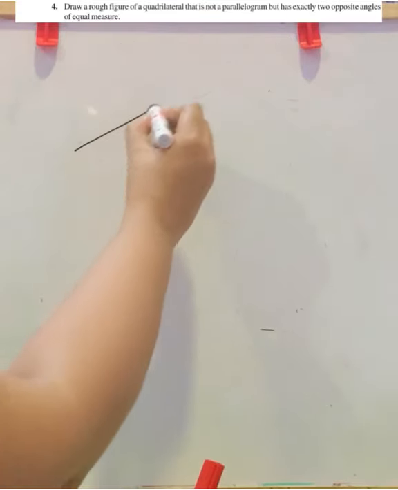Next, draw a rough figure of a quadrilateral that is not a parallelogram but has exactly two opposite angles of equal measurement. Just draw a parallelogram.